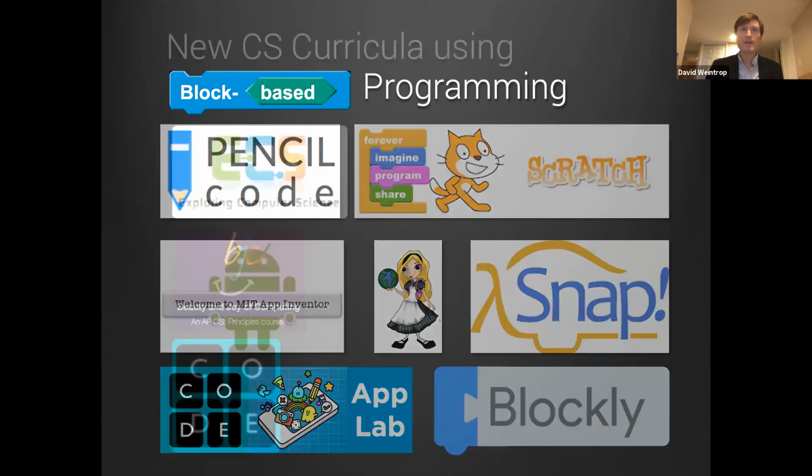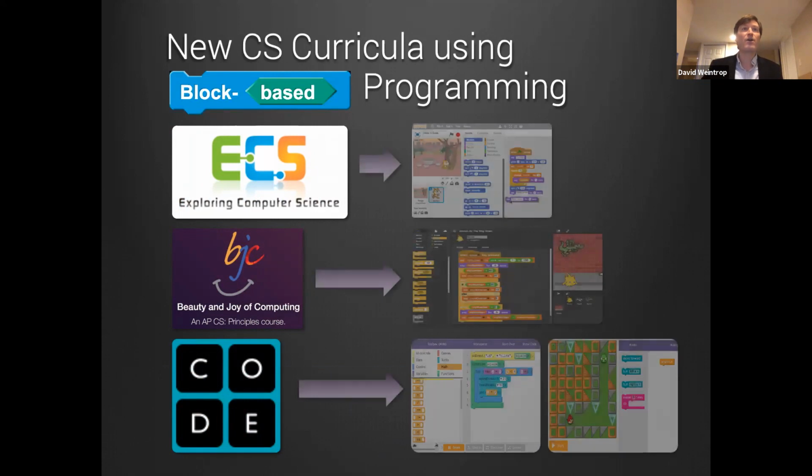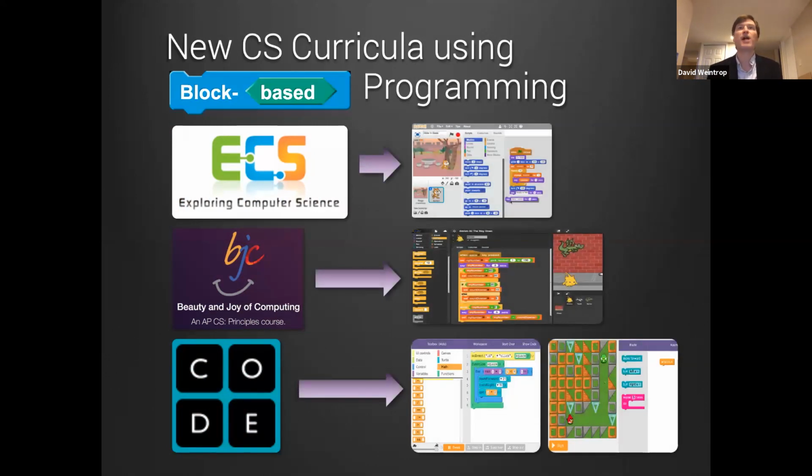environments. And so that opens the door to new opportunities to integrate block-based programming in a variety of contexts. And along with just introducing programming environments, we see block-based programming really catching on in more formal contexts. So for example, these are 3 popular computer science curricula in the United States: Exploring Computer Science, Beauty and Joy of Computing, and the Code.org suite of materials. And importantly, at least for this talk, all 3 of them use block-based programming as one of the central ways learners engage with the subject.